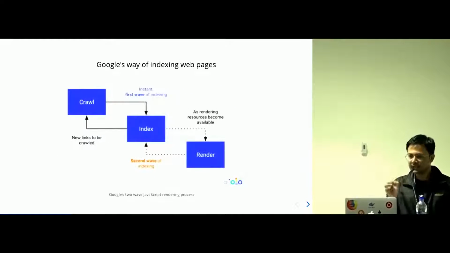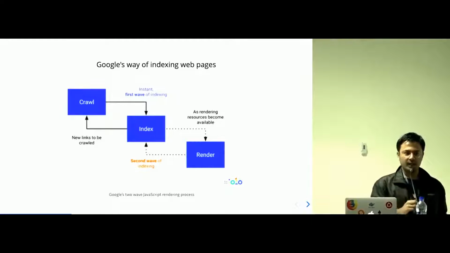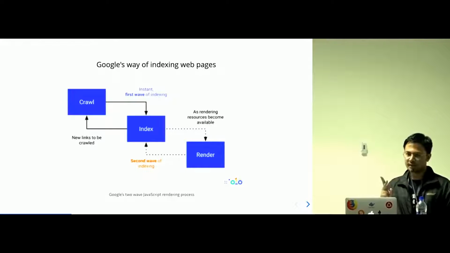So let's understand how Google indexes web pages, right? It does it in two waves. In the first wave, it acts like a normal crawler, right? It hits the site with one HTTP request. In the response, it crawls all of the links in that HTML. You should note that in the first phase it does not render the JavaScript, right?